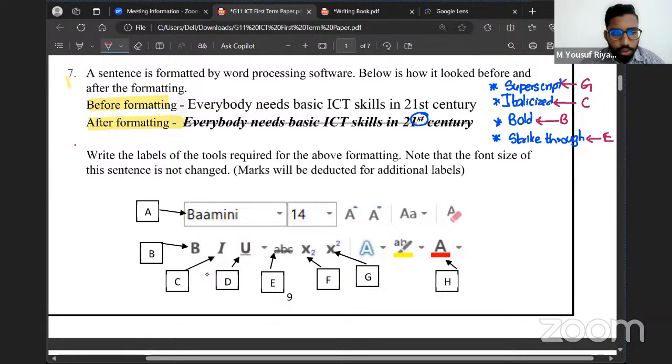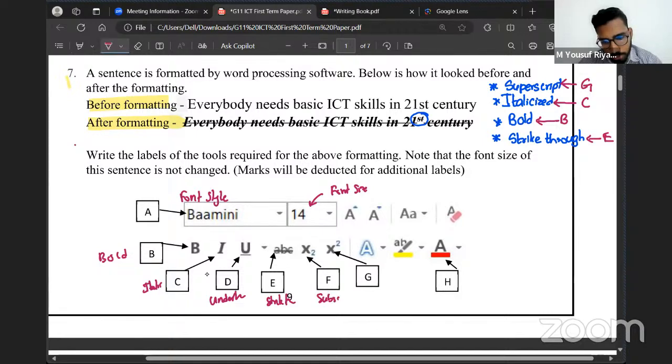Okay. A is used to change the font style, and this is used to change the font size. This is used to bold a text. This is used to italicize a text. This is used to underline a text. This is used to strike through a text. This is used for subscript. This is used for superscript. And this is used for the font color. In general, these are the main ones you should know.